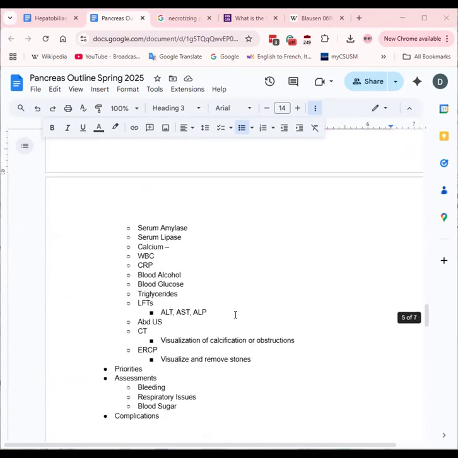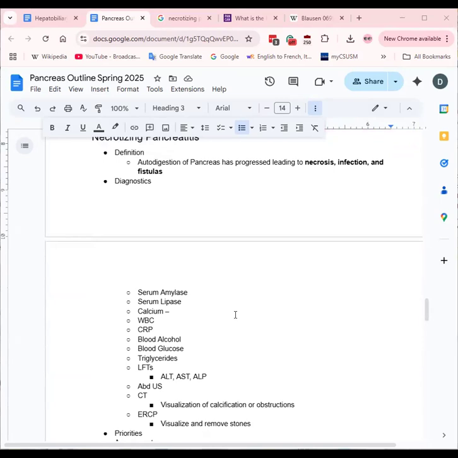And then going back to the labs, we're just gonna kind of say serum amylase. You don't have to memorize the numbers, by the way, like at all. High. Serum lipase, high, because those are the enzymes that are leaking, and therefore those are the enzymes that are now high in the blood because they got to go somewhere. They're leaking, and now they're in the blood. So that's the explanation for that.